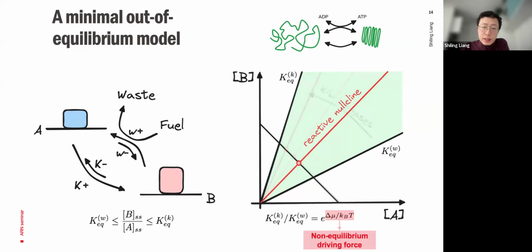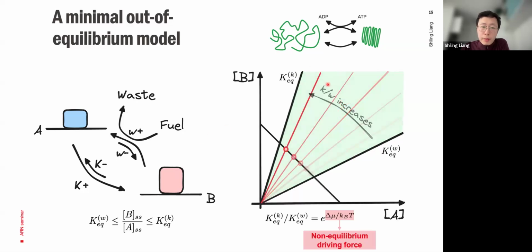By tuning the kinetics of the system, if we make this reaction much faster than this one, we can approach this boundary. And if this reaction is much faster than this one, we can go to the other boundary. But no matter how we tune the kinetics, the solution will always be inside the space. Also, the ratio of these two slopes will be given by the non-equilibrium driving force. If we don't have a driving force, this boundary will collapse onto the other boundary, and we don't have such a space that allows us to move inside by tuning the kinetics.